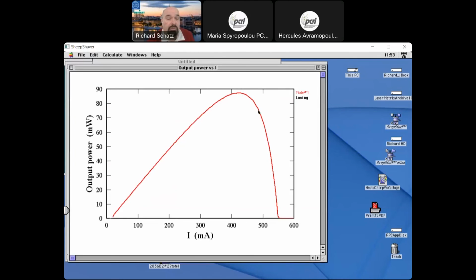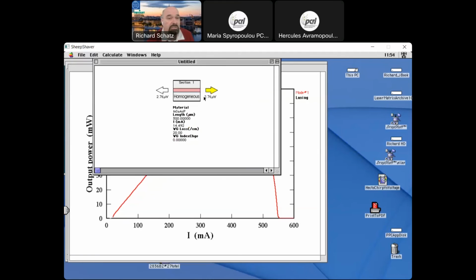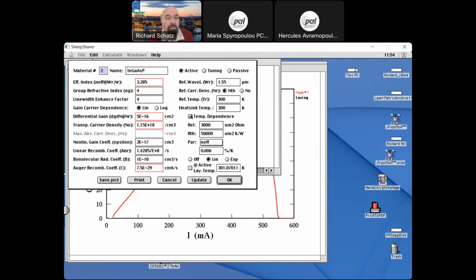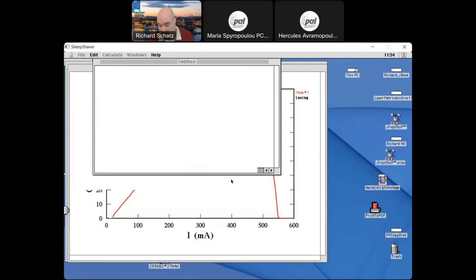You have a thermal roll off here, and of course in this region the laser can even burn and die directly, but this shows just how to use the thermal model. It's just to turn it on, and then you include thermal dependence in your simulations.